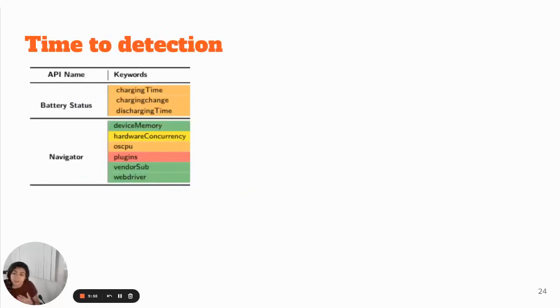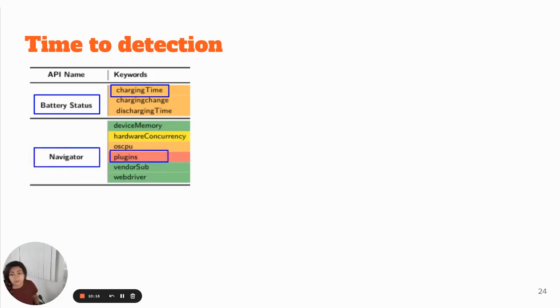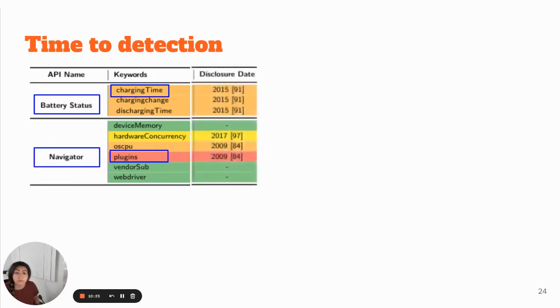In the dominant cluster, we link JavaScript API methods and properties with their parent class. For example, if we observe charging time, which is a property of the battery status API, or plugins, which is a property of the navigator API, we know that their parent class is battery status or navigator. We then try to figure out if there is any public resource, including research publications, W3C documentation, or public forums, that introduces or implements this keyword in a fingerprinting technique.